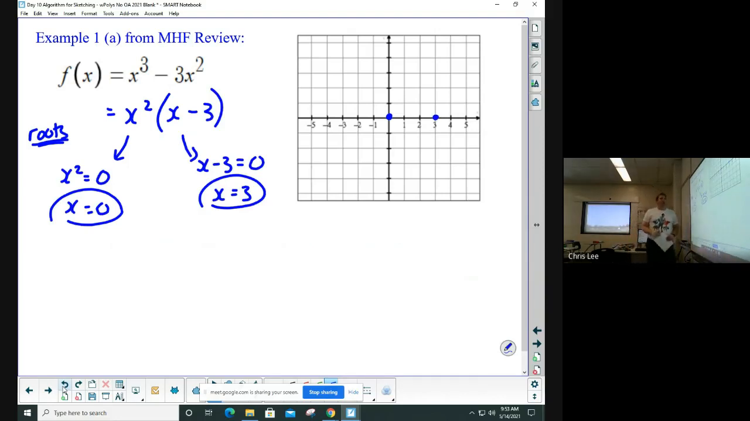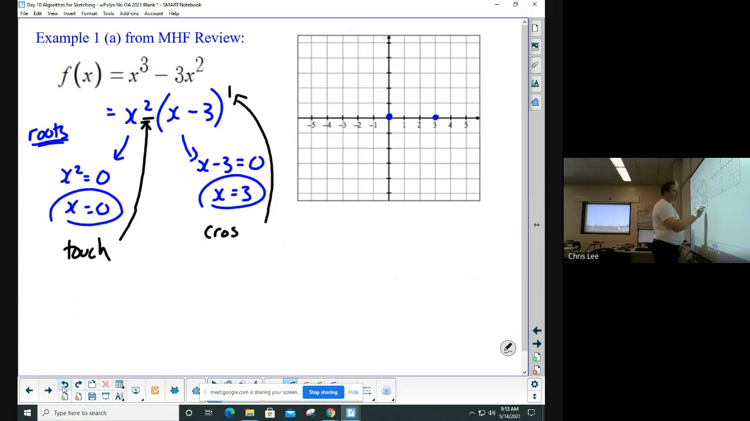What I want to know is, what's this graph going to do? The order of 2 is going to tell me that it's going to touch. So my graph is going to touch at that point. And then this one has an order of 1. It's just a plain old, this factor is x to the power of 1, so I know it's going to cross at this spot. So I know how it's going to behave at these 2 points.